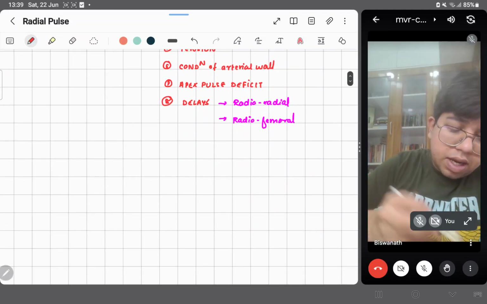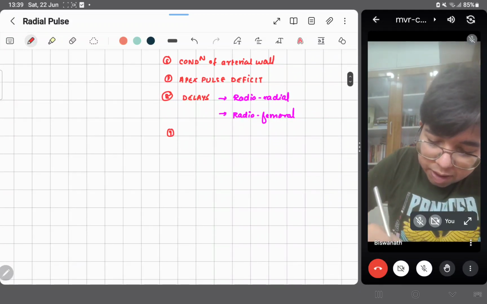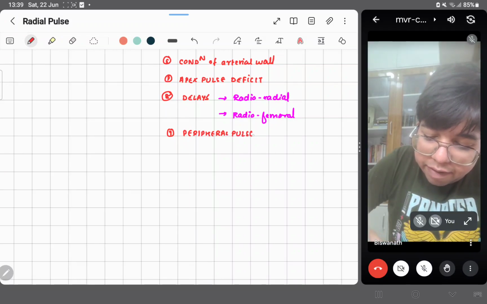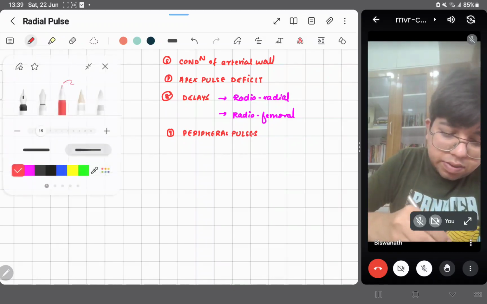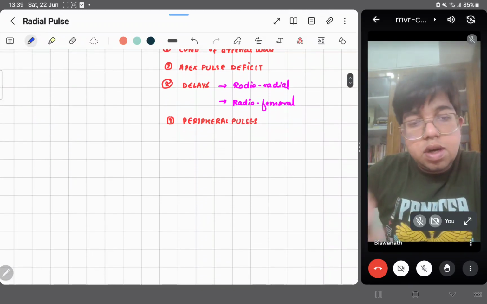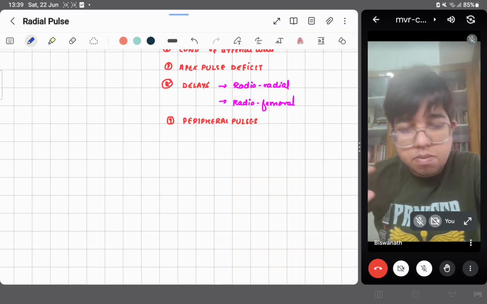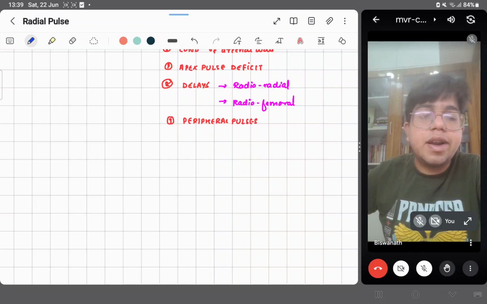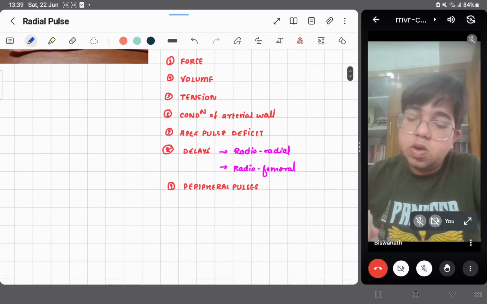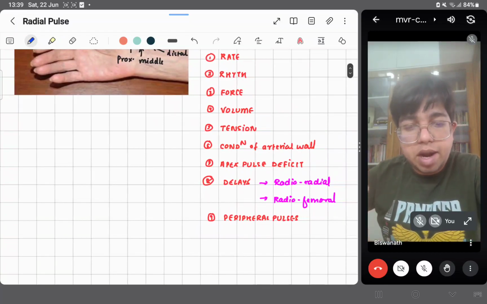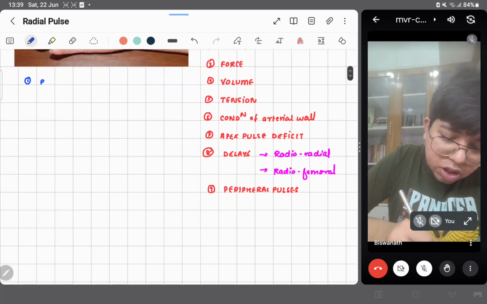And the last thing, you have to check all the peripheral pulses, right? Basically, these are the things which you have to understand. Peripheral pulses, like femoral pulse, carotid pulse, the pulse of dorsalis pedis artery, and many other things are there. So let's move on to each of the parameters in detail. Let's talk about rate first.